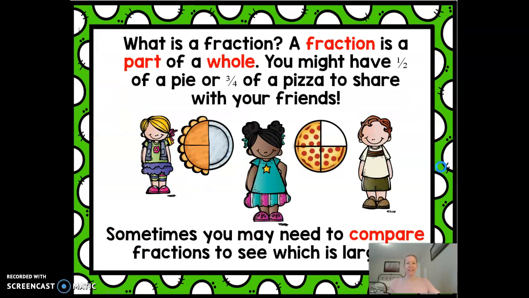All right, so as a review, what is a fraction? A fraction is a part of a whole. You might have a half of a pie or 3/4 of a pizza to share with your friends. Sometimes you may need to compare fractions to see what is larger. So if we look at these two pictures, the pie and the pizza, I want you to think in your head, which picture has more? Which one is larger?